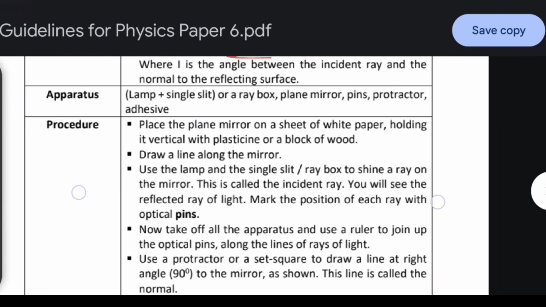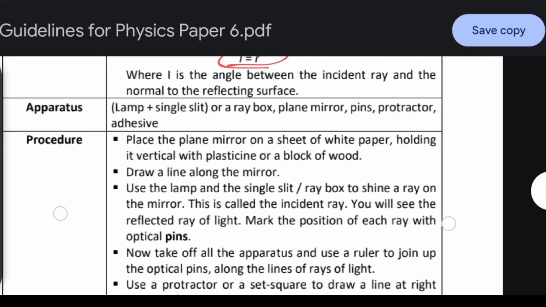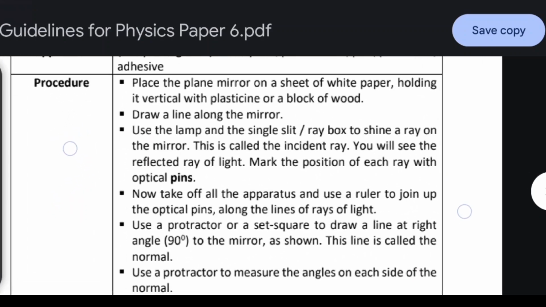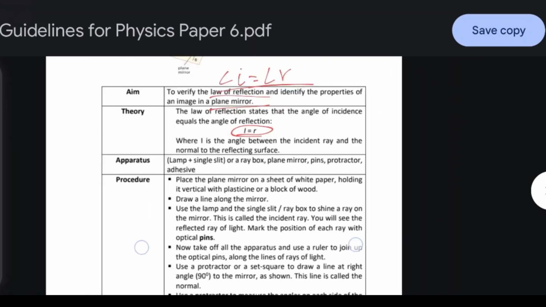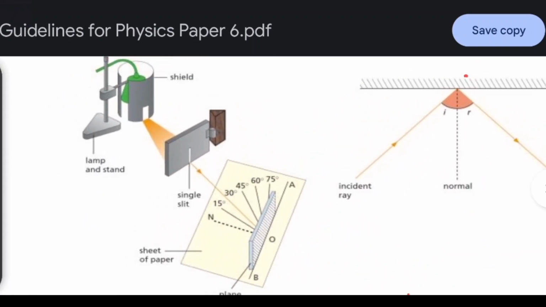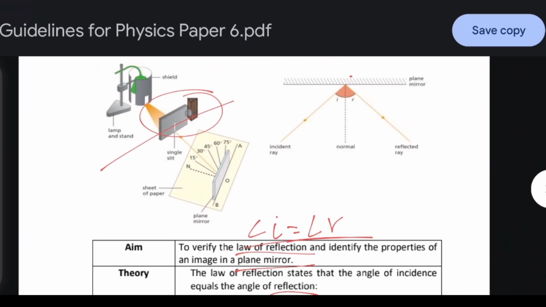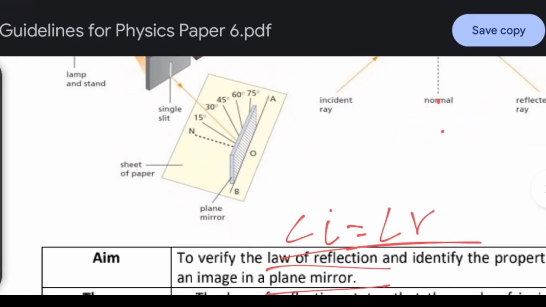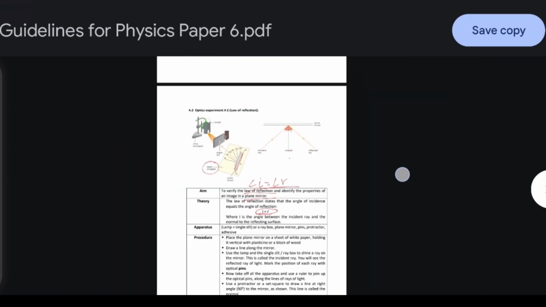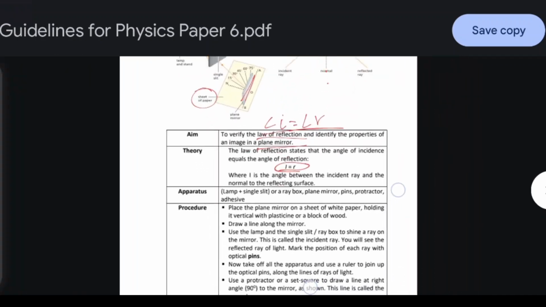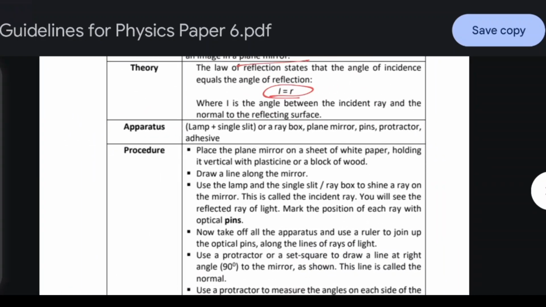Next, the apparatus needed are a ray box, a plane mirror, pins, protractor, and adhesive. Now let's start with the experiment. Place the plane mirror on a sheet of white paper. Wait, give me a minute. My bad, this is the plane mirror which is being placed on a sheet of paper. Hold it vertical with plasticine or a block of wood, so that it stays straight.